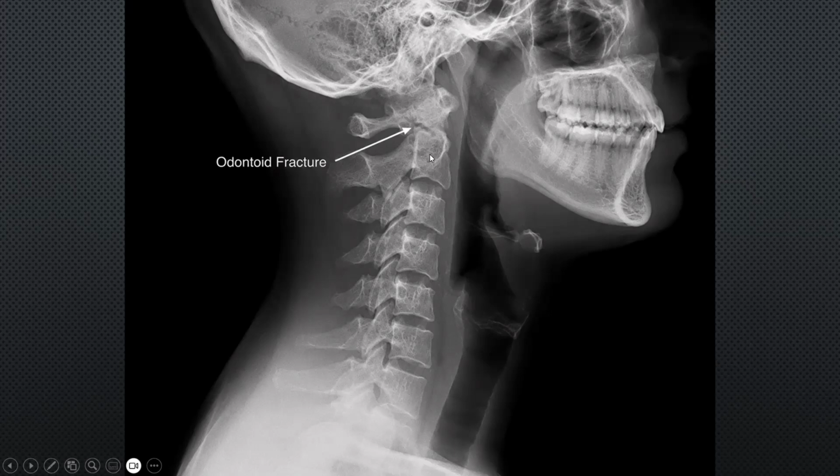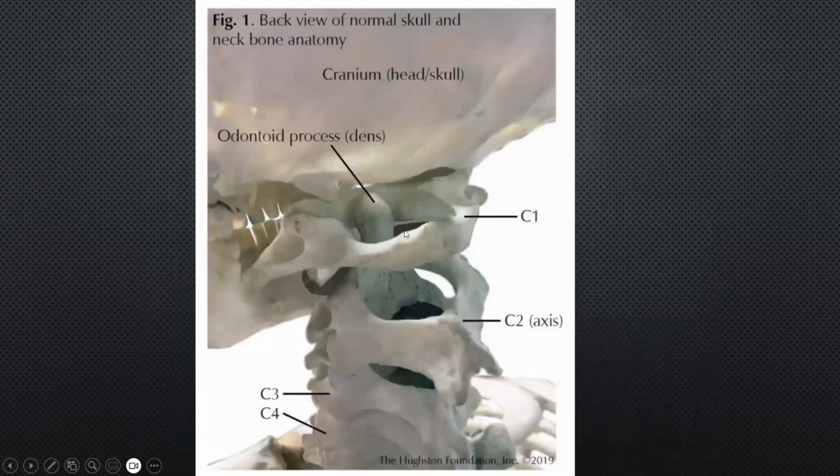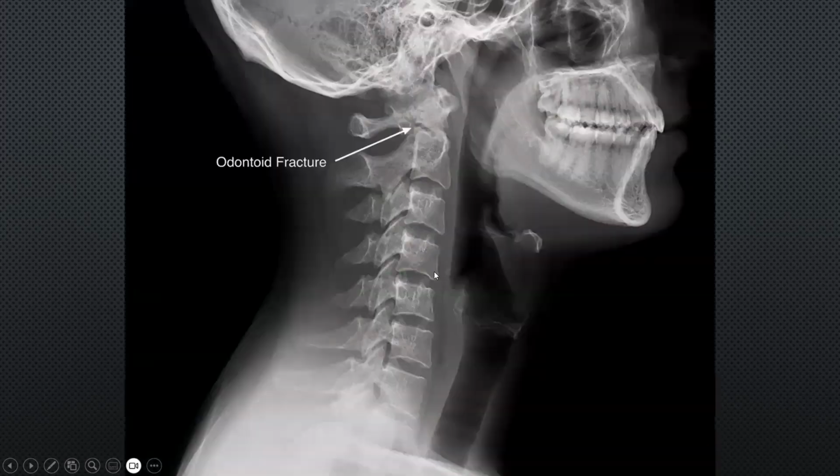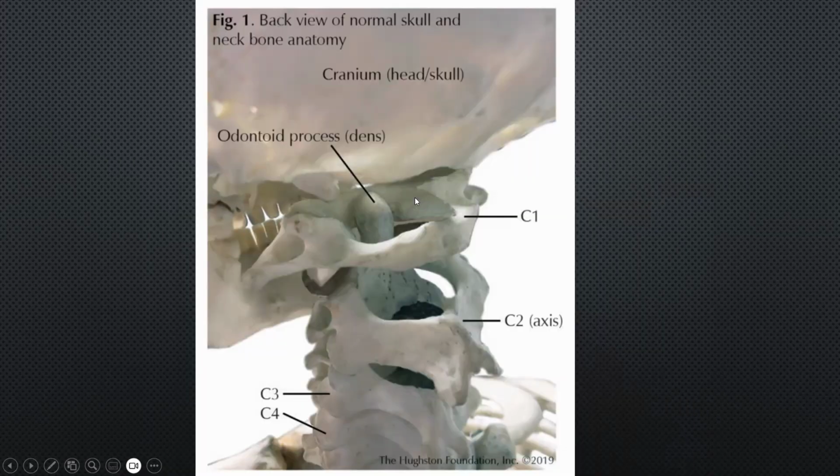This the top of C2. So C1 is a ring, and C2 has dens inside this ring. So can you see the disruption here? Regarding the dens, can you see the dens here? So C1 ring and the C2, this is the axis and the dens connected to C2. This dens or odontoid process inside the ring. So any fracture here, you can see like this. Easy? Okay. So how many classes of dens fracture?